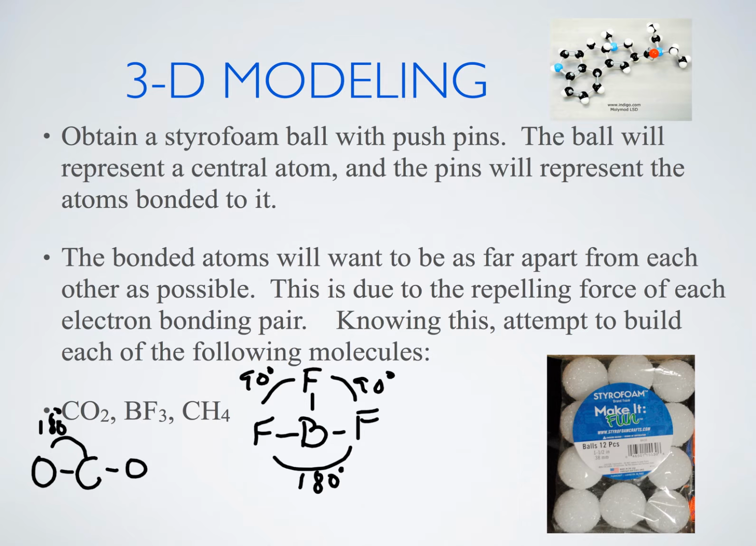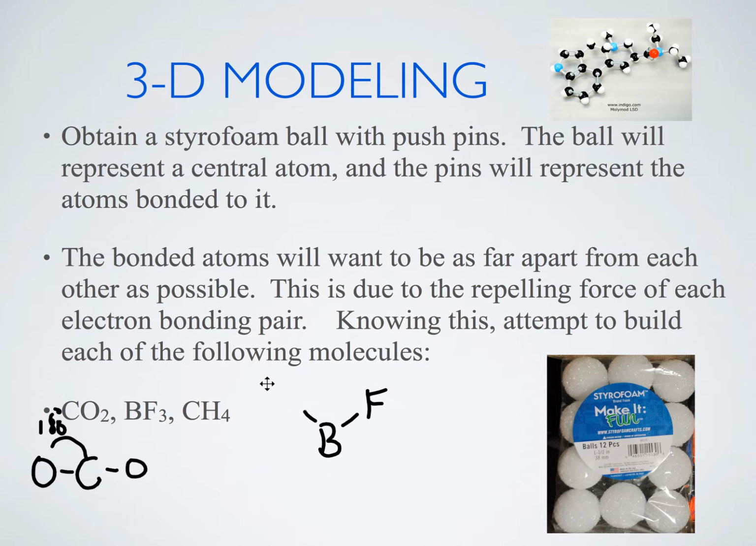So a better way of drawing that would be to have the fluorines at an angle so that you end up with 120 degrees between each of them. So this is the way that students in class would eventually get it to look.